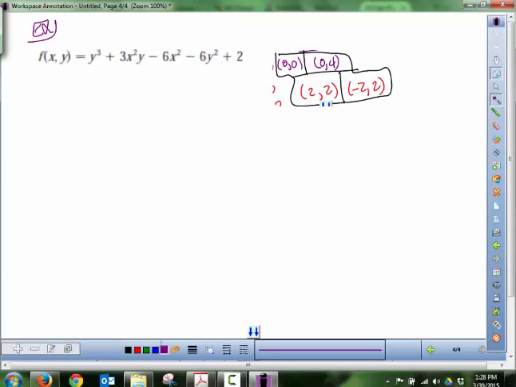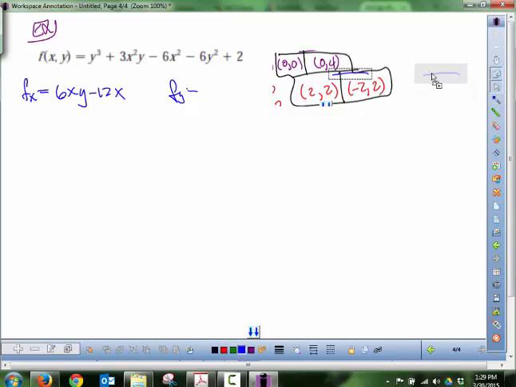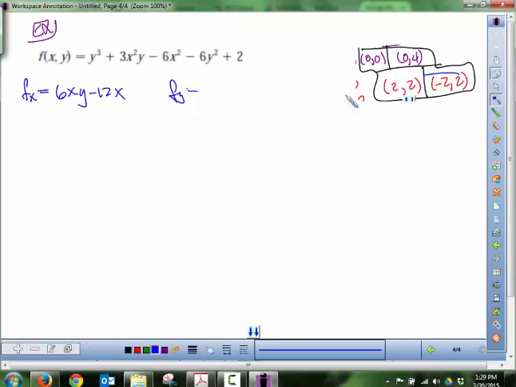So we need to go through and find our derivatives again and find our second order partials to construct our determinant, our D function. So our fx is 6xy minus 12x, and our fy equals 3y squared plus 3x squared minus 12y. Is that right?